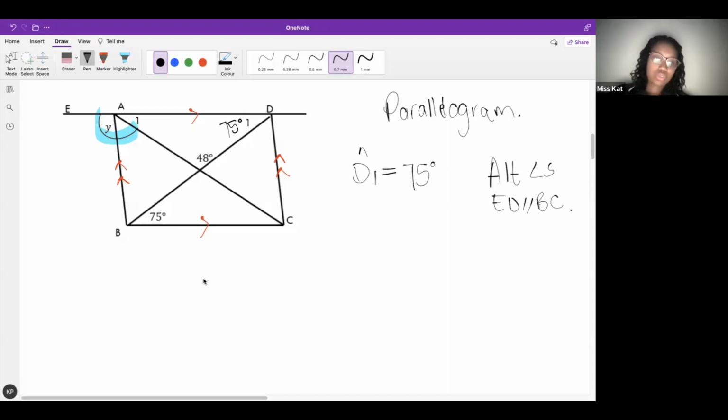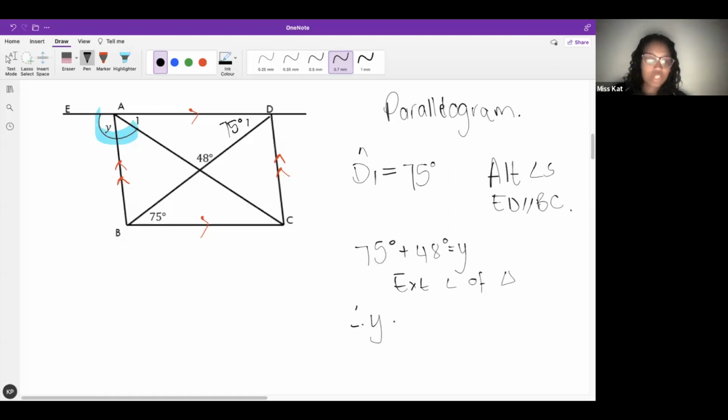Now we can use, whose idea was it? Tsapang's idea of exterior angles of a triangle. How can we use it? Give me the equation in the chat. It's here. There we go. 75 plus 48 equals y because it's the exterior angle of the triangle.